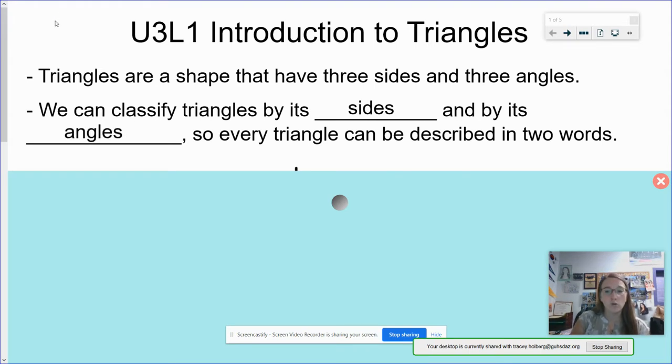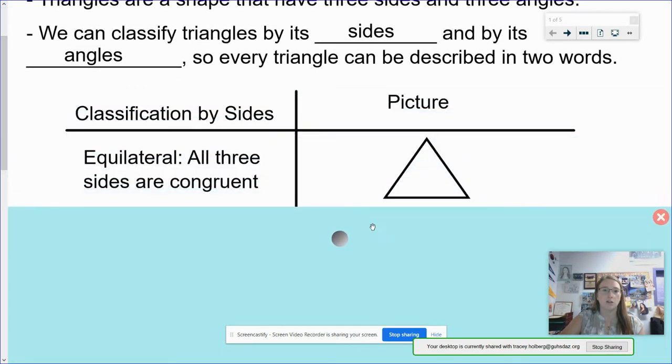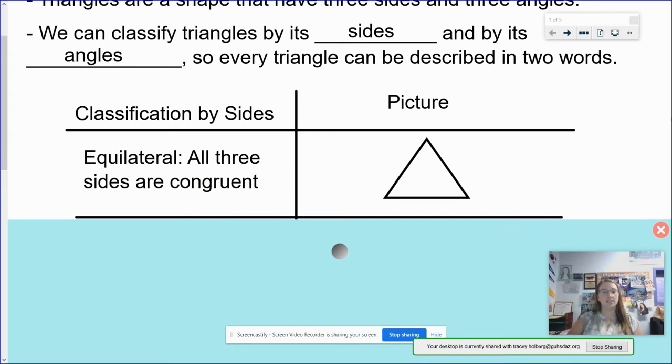So every triangle, we can actually describe it in 2 words. 1 word for its sides, 1 word for its angles. And here's a table you're going to want to copy down to have in your notes for the classifications of triangles. So equilateral, what this means is all 3 sides are congruent, equal, right? That's why it's called equa, for equal.